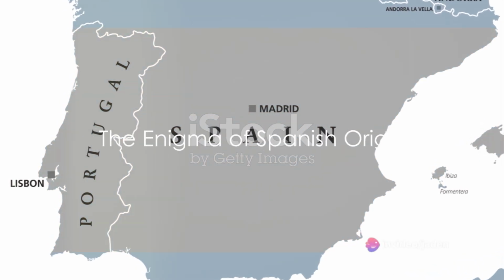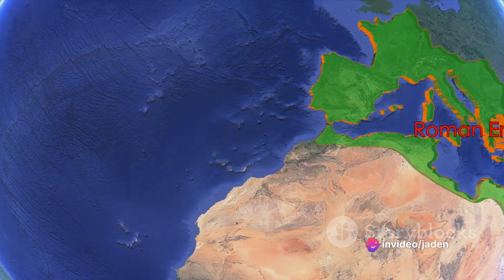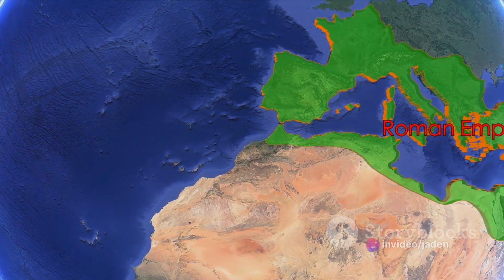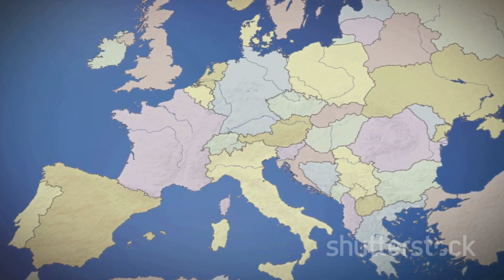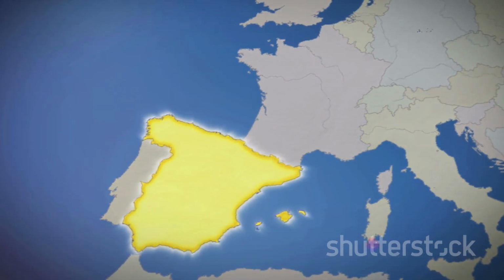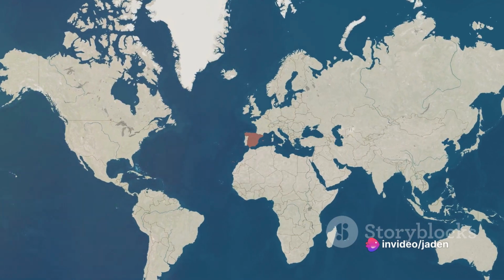Have you ever pondered where the Spanish language, the second most spoken language in the world, originated from? Let's embark on a journey back in time to unravel this enigma. The birthplace of the Spanish language as we know it today is the Iberian Peninsula, a landmass that today encompasses Spain and Portugal. However, the story doesn't start there.